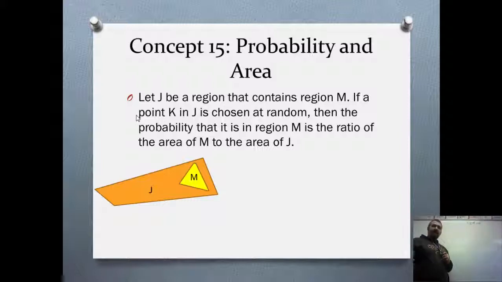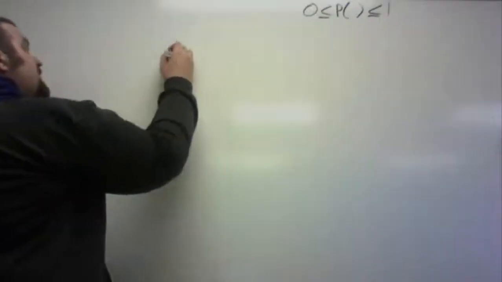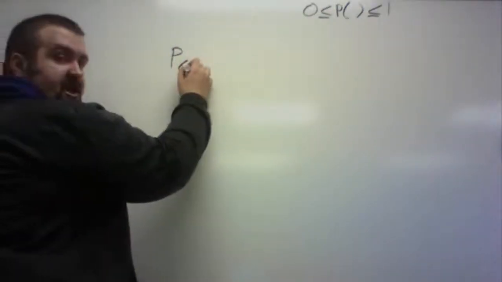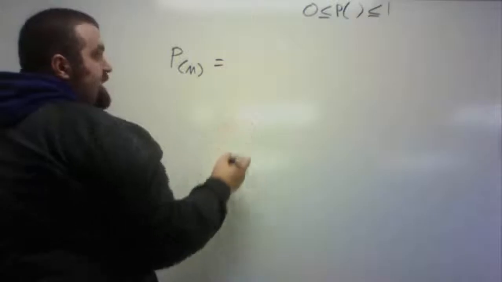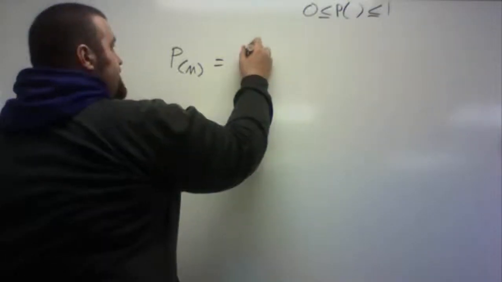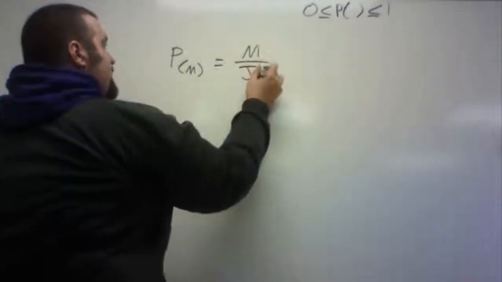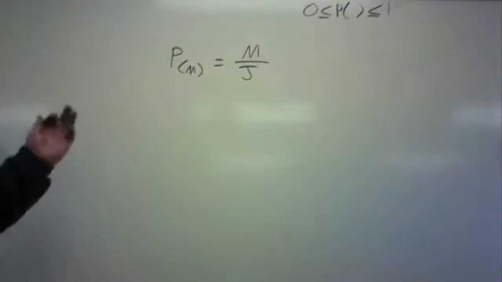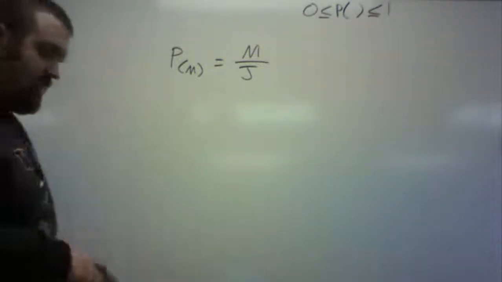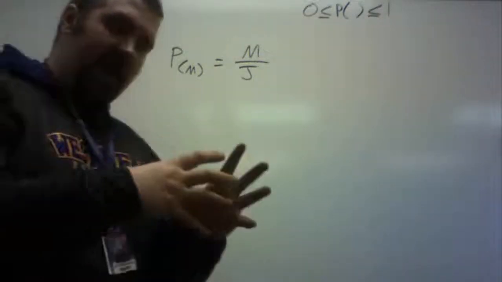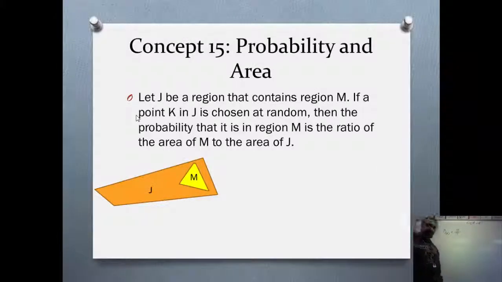If a point K is chosen at random in J, then the probability that it is in region M is the ratio of M to J. So the probability that it's in region M is going to be the area of region M divided by the area of region J. That's all it's saying. So again, we're going to take the area I'm looking at or hoping for, and we're going to divide it by the total area it's over.